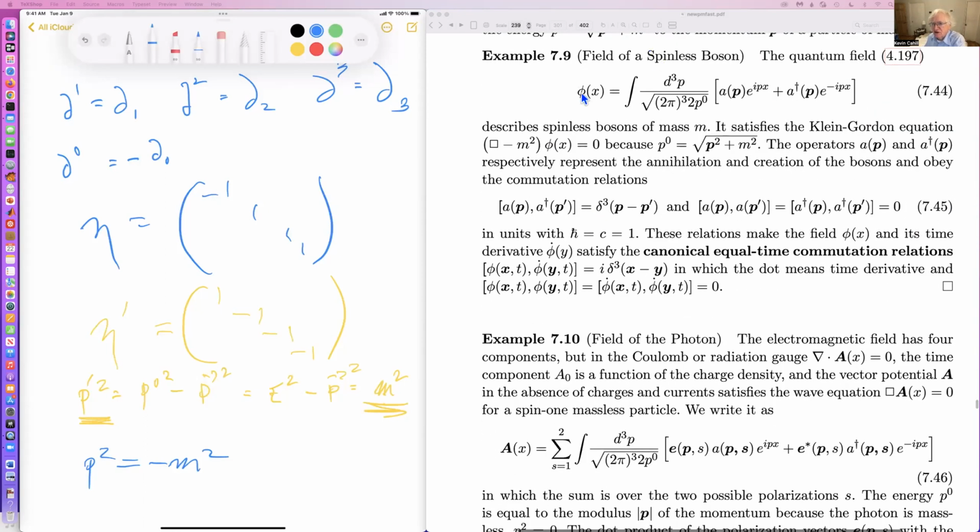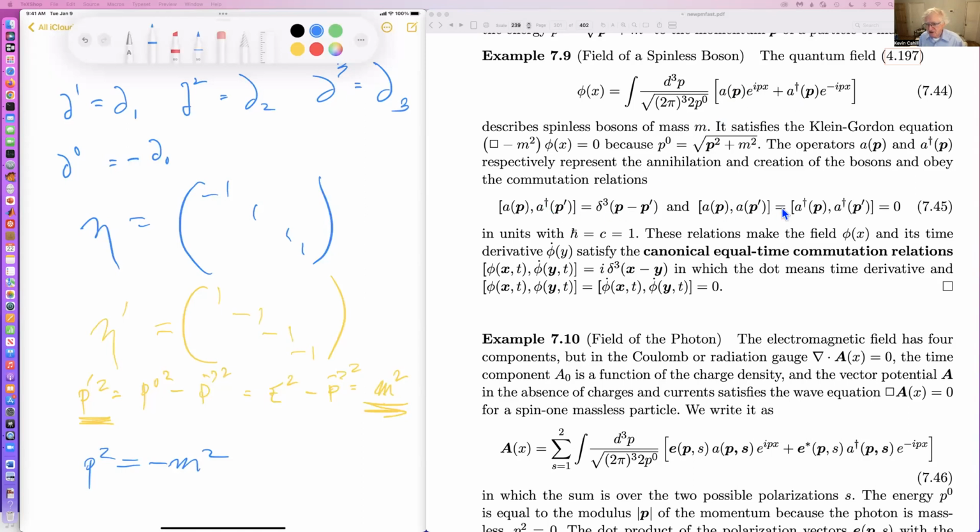Anyway, field of a spinless boson, for example, one of the 4 components of the Higgs field could be written this way, mass m. It satisfies the Klein-Gordon equation, again, because it's written this way, and you have to get the Klein-Gordon equation straight. I'll fix this up and put it on the class web page tonight. And so you'll see what the sign is, plus or minus here. But that's sort of irrelevant from the point of view of differential equations.